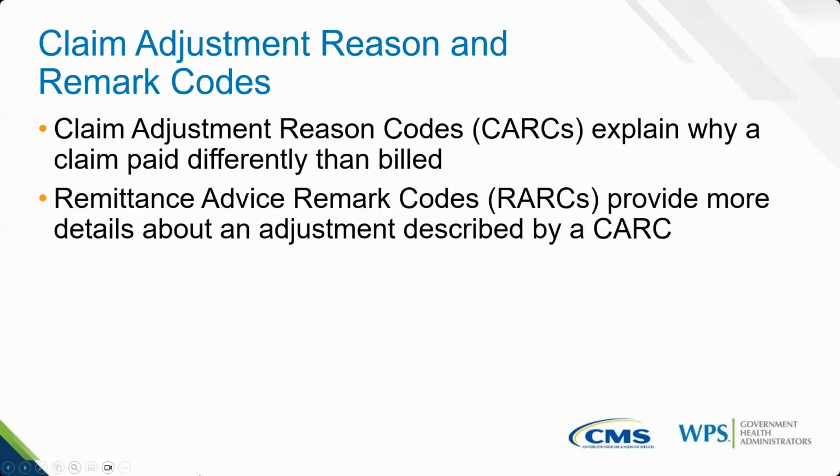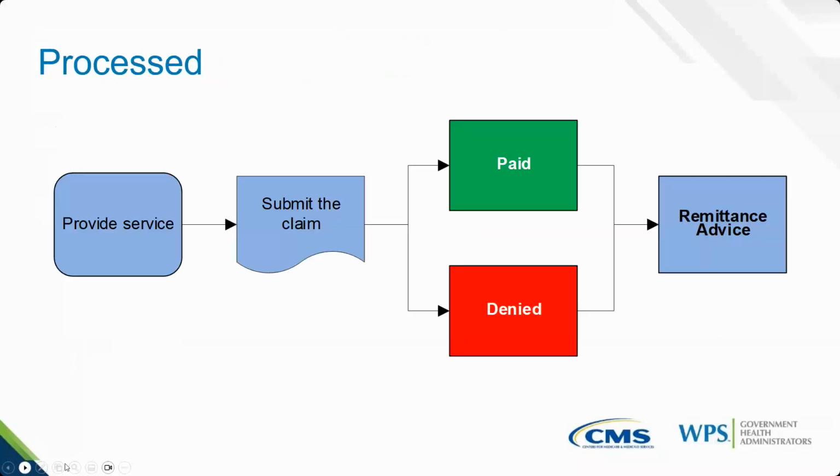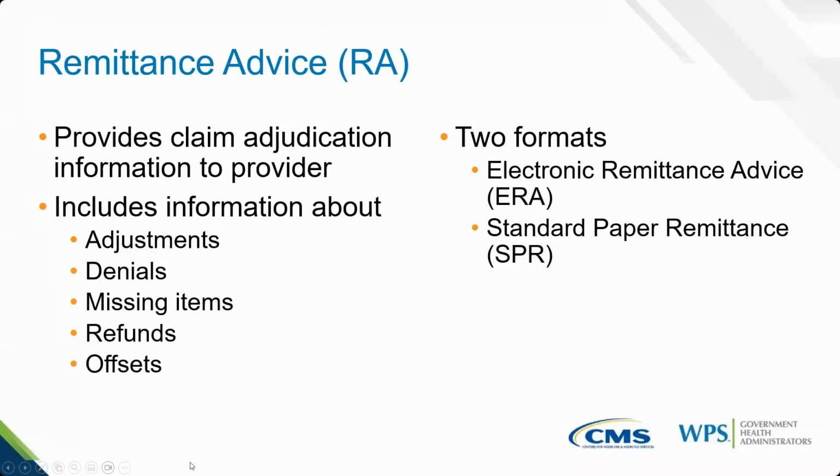Depending on how the claim processed, it may include information about any adjustments made to the claim or even denials. So it could include information about something that was missing. Sometimes the RA will provide a notice to you about a refund or an offset. And the ERA actually provides payment information about the transfer of funds, for example, the transfer of funds or payment processing from a health plan to a healthcare provider's bank.